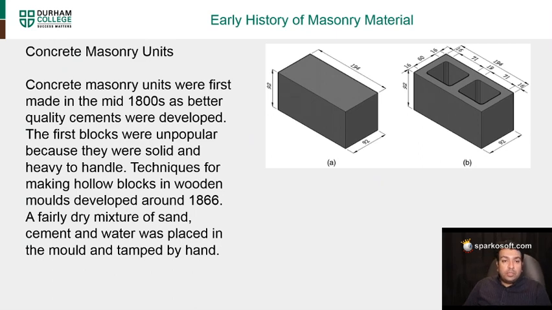Concrete masonry units. This is the one that we're going to study a lot in this course. But this is the older one. The concrete masonry units were first made in the mid-1800s as better quality cements were developed. The first blocks were unpopular because they were solid and heavy to handle. Techniques to make hollow blocks in wooden molds developed around 1866. A fairly dry mix of sand, cement, and water was placed in the mold and tamped by hand.